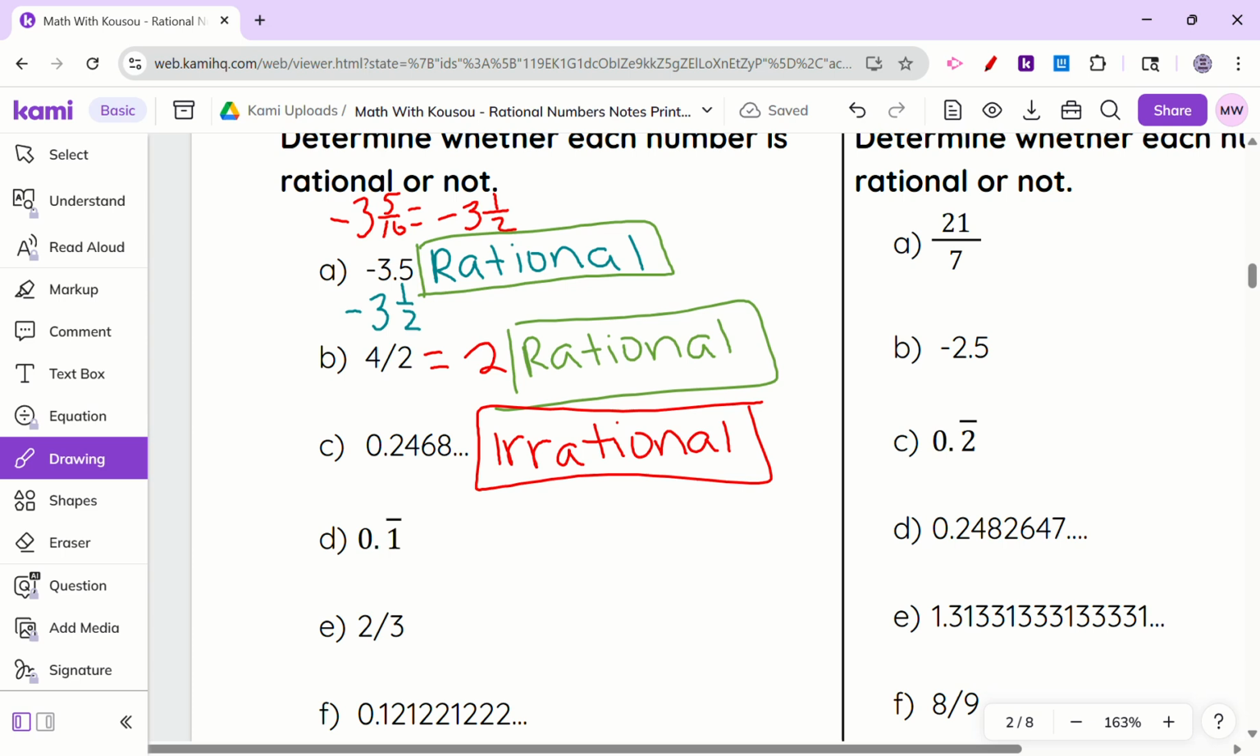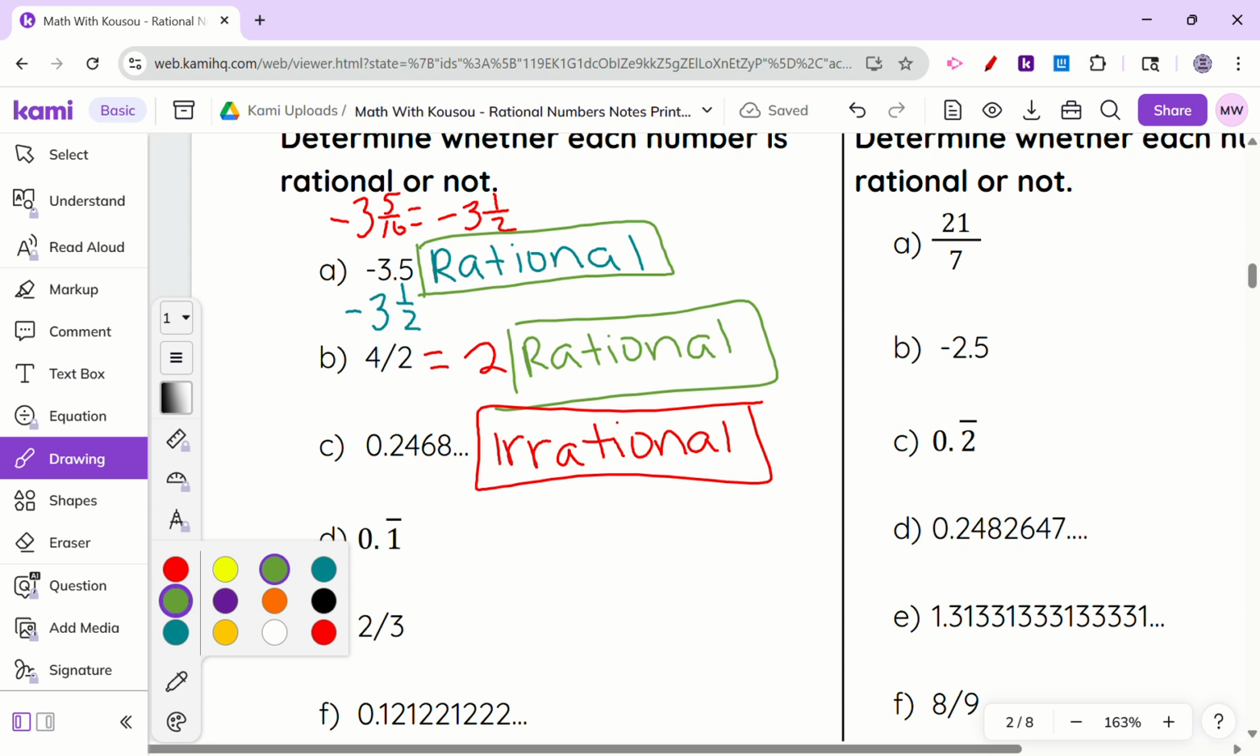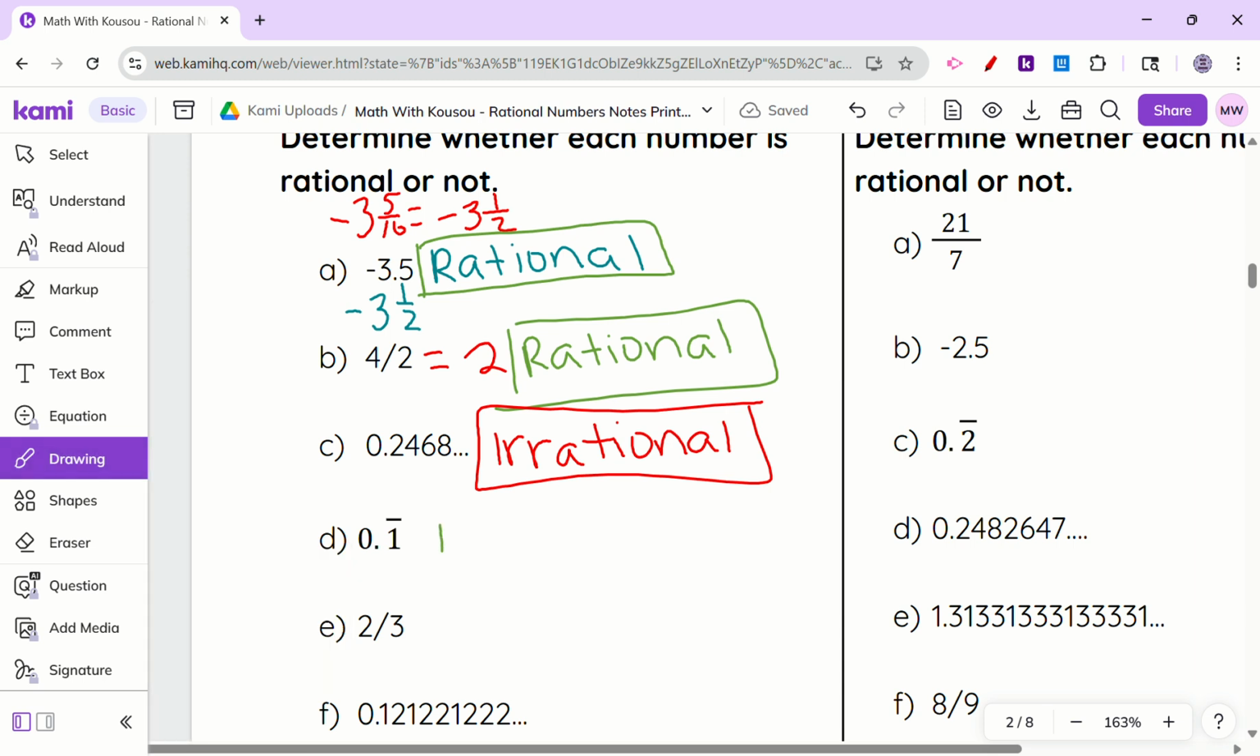D, we have 0.1 repeating. This is a repeating decimal because it has that bar notation, and we know that repeating decimals are, in fact, rational. All right, the next one we have 2/3. This is already a fraction, so it gives it away for you. This is rational.